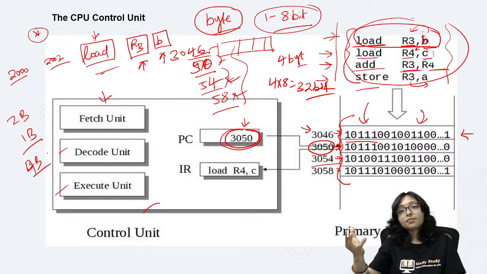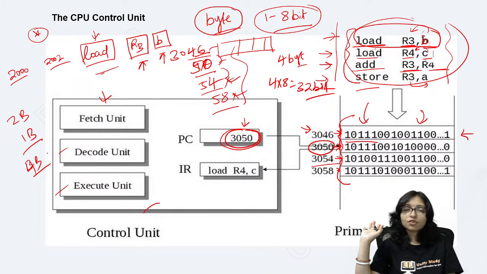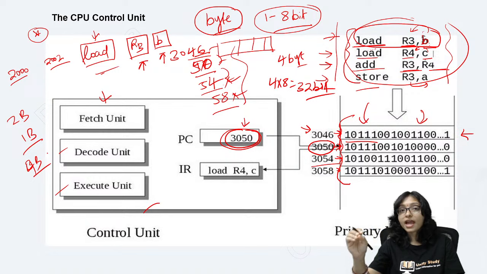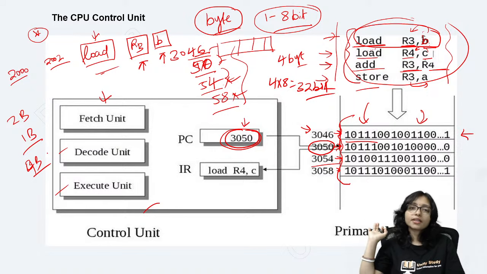If your machine is 8 bit, it means each address gives you only 1 byte. If the machine is 16 bit, each address can be 2 bytes. If the machine is 32 bit, each address is 4 bytes. If the machine is 64 bit, then it is more. It depends on the machine configuration.